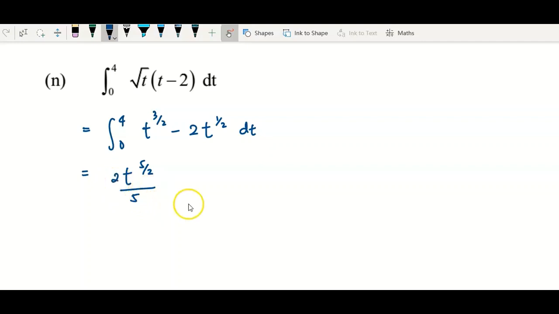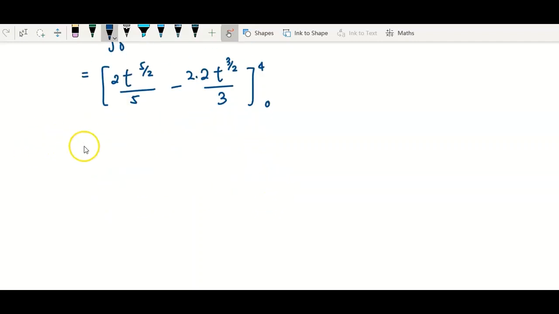Again, the 2 you can bring up here. And to integrate this, you increase the power by 1. Then you have power of 3 over 2 over 3 over 2. The over 2 you can bring up here. So later on you have 4, integrate from 0 to 4. So simplify first. I like to simplify first before I substitute the limit. The 4 over 3 t power of 3 over 2.